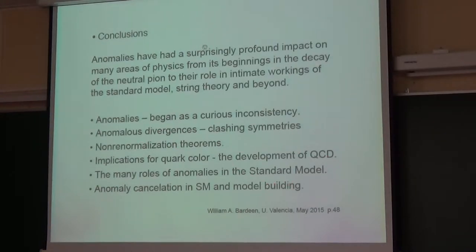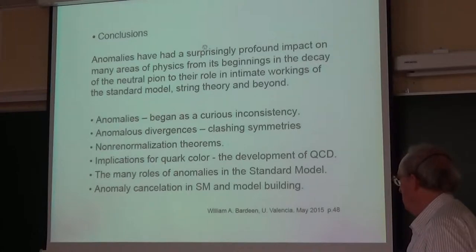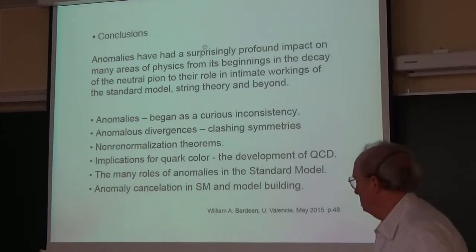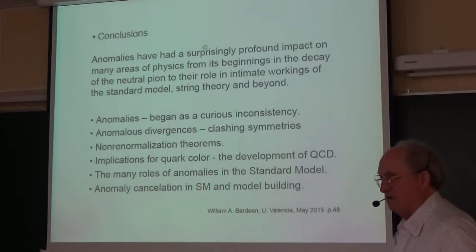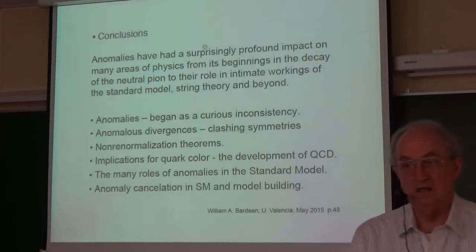And I've tried to emphasize how anomalous divergences can be viewed as clashing symmetries. In addition to that, there are non-renormalization theorems related to the structure of anomalies, saying these are really very fundamental elements of field theory, basic to its structure, and not just an artifact of a particular calculation. It's a qualitative property of the theory rather than a quantitative property. But it has both qualitative and quantitative predictions that had implications for the construction of QCD as the theory of the strong interaction. And I've tried to discuss many of the roles that anomalies play in our understanding of the standard model and what makes it a success.